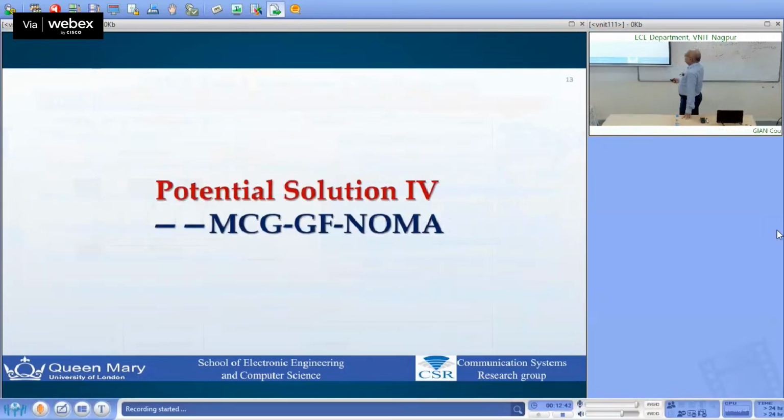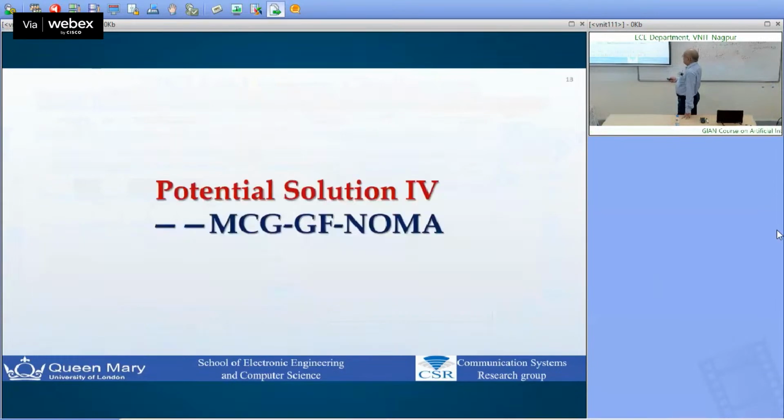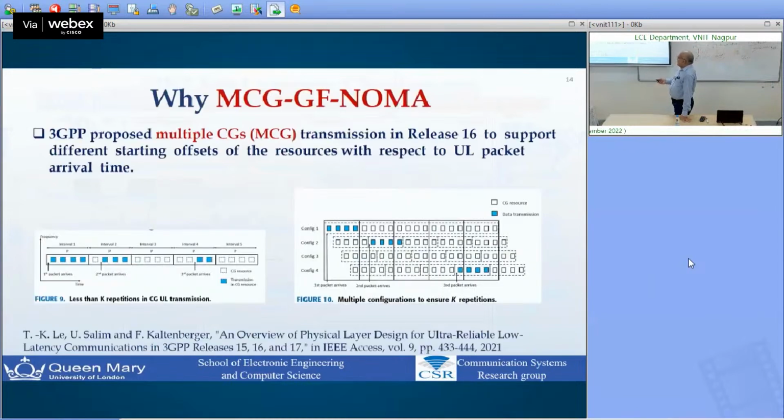So now another solution, the fourth solution. So now we had grant-free, then the repetition, and non-orthogonal multiple access. Now the fourth solution is in 3GPP release 16, that is 5G. They proposed multiple configuration grant. What is meant by multiple configuration grant?